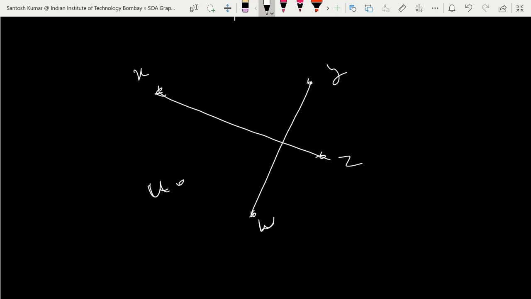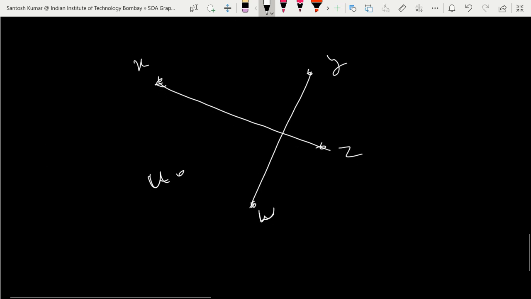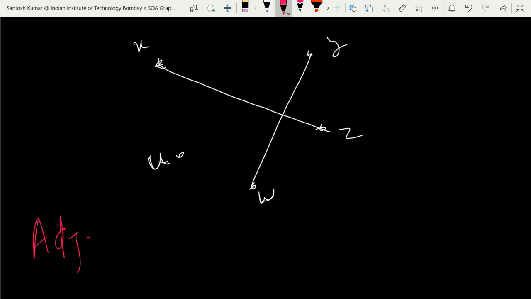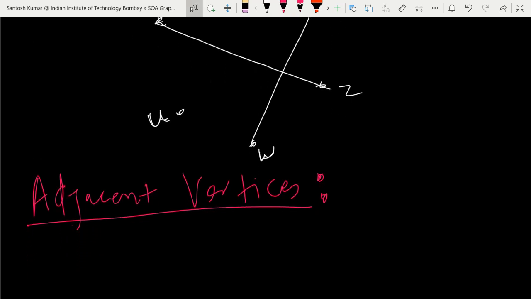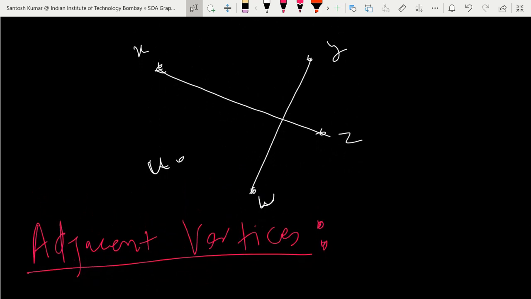So adjacent means, how do we define adjacent vertices? How do you define an adjacent vertex? You can say in your own words. If an edge exists between two vertices, then they are adjacent vertices. Yes, so two vertices are adjacent if they are the endpoints of an edge, right?